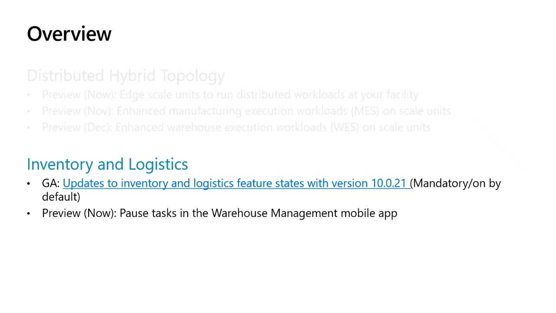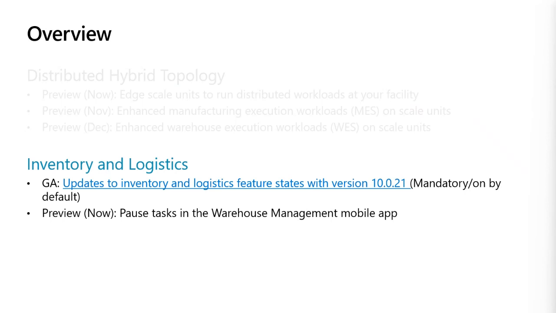I've got a couple of examples here. There are also some hyperlinks because there's a much lengthier list in a lot of these areas. But an example for inventory and logistics is that we now have mandatory features of the organization-wide work blocking feature, as well as the task-based wave demand replenishment.